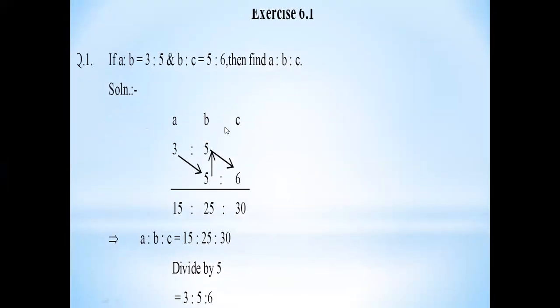Okay, A, B, and C you will write. First, what you have given, A ratio B, that is 3 ratio 5. So below A, you write 3, because the first value is for A and the second value is for B. And below B, you write 5. Then you have B ratio C. So below B, you write the first value, and below C, you write the second value.